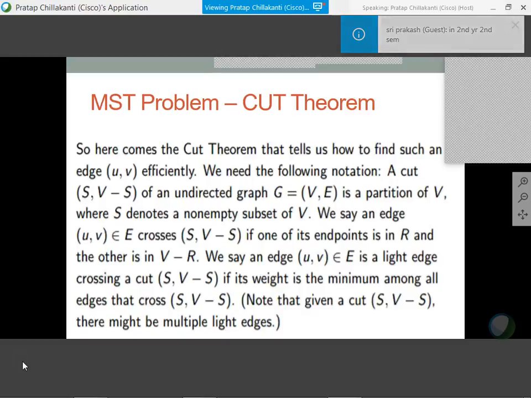Second year, second semester, okay. So you learned graph theory in second year, second semester, okay? Good. So then you should tell me what a cut is, right?